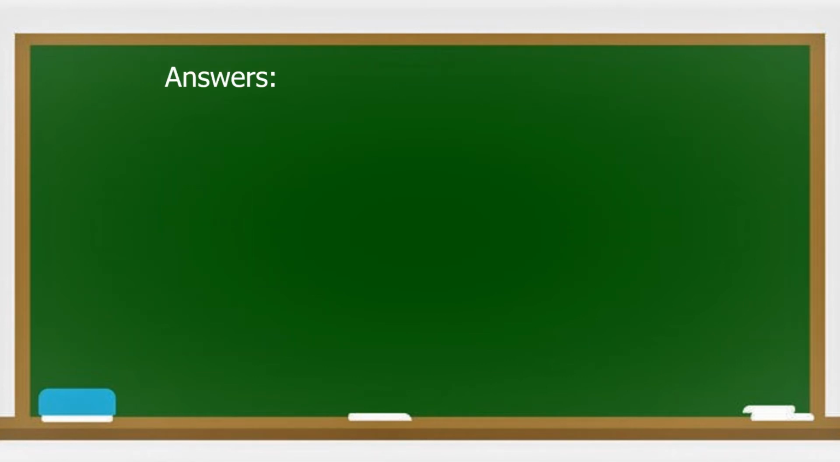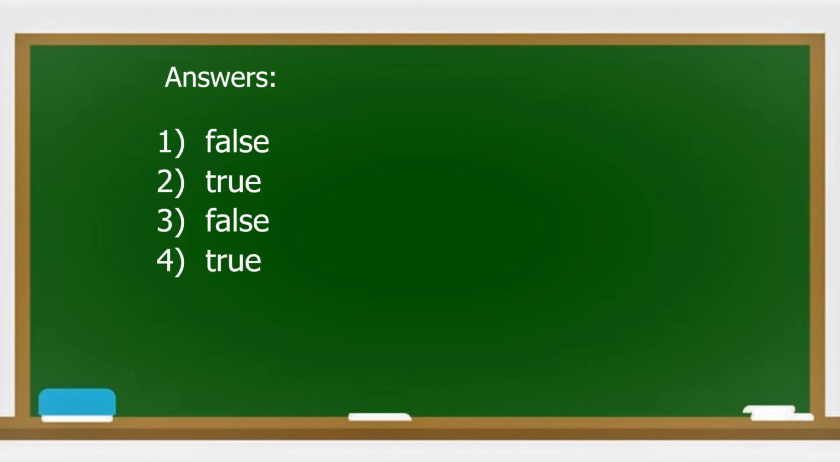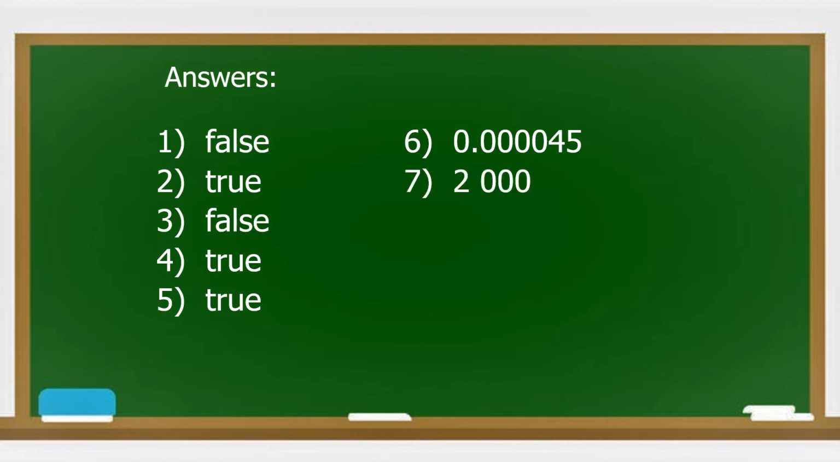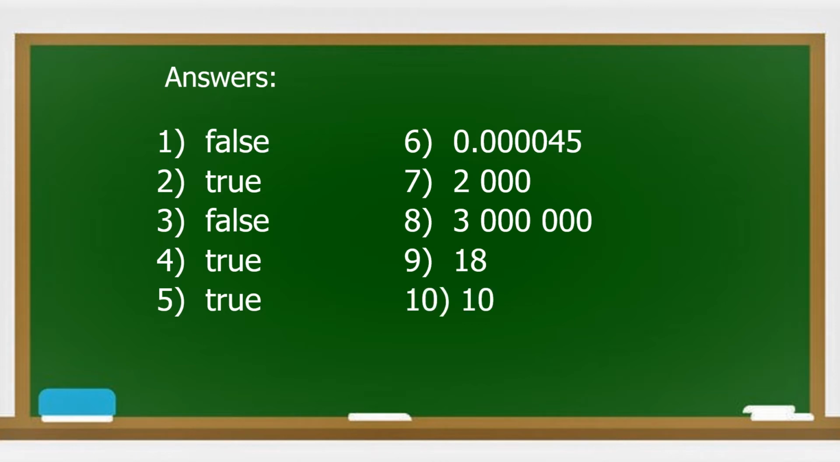Check your answers in what I know. 1 false, 2 true, 3 false, 4 true, 5 true, 6 0.000045, 7 2,000, 8 3 million, 9 18, 10 10. Count your check answers.